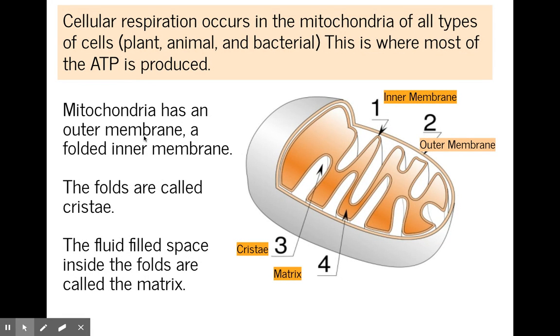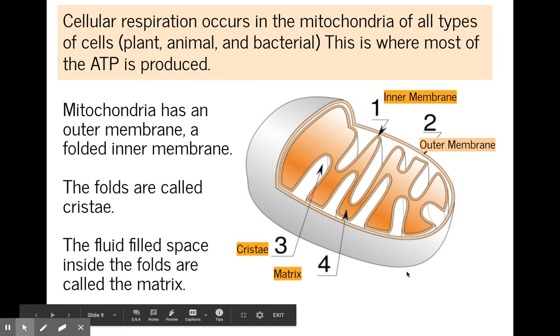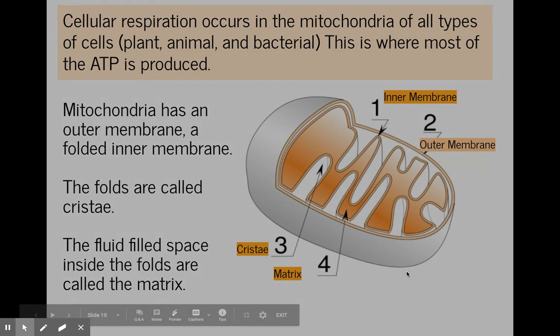Mitochondria has an outer membrane and a folded inner membrane. So here is the structure of our mitochondria. It has an outer membrane and it has an inner membrane. The folds themselves are called the cristae. And the fluid-filled space inside of the folds is called the matrix. So these are the structures of the mitochondria, which you're required to know: the inner membrane, the outer membrane, the cristae, and the matrix.